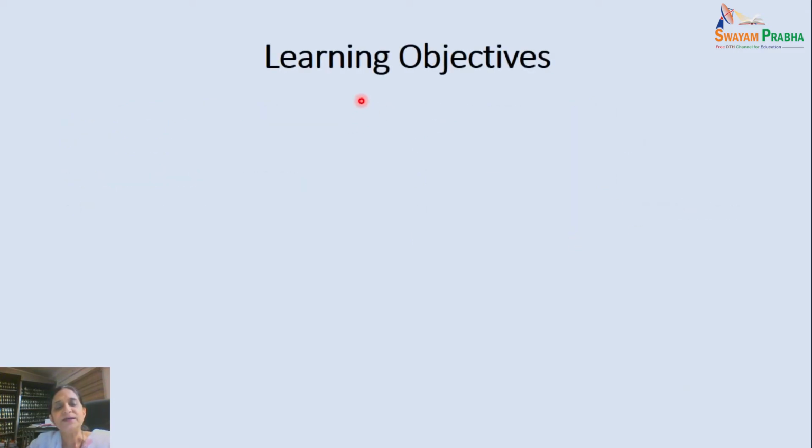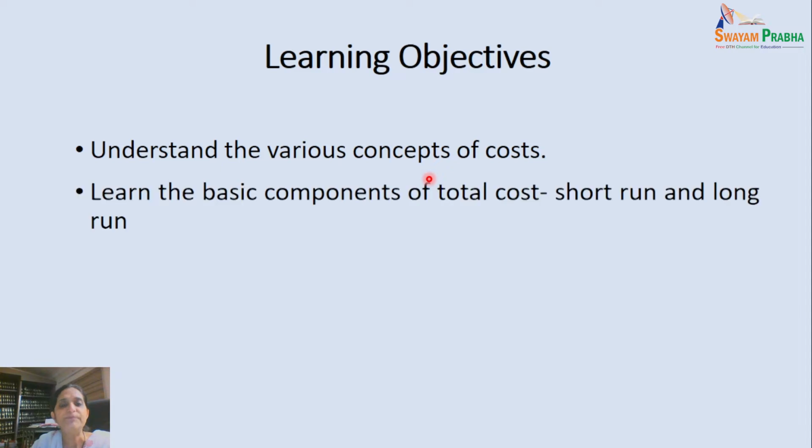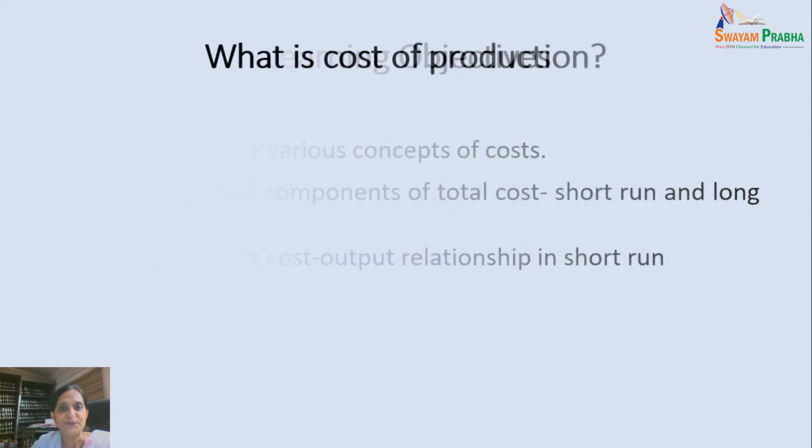Let us see, learners, what all we are going to discuss in this particular unit of cost analysis. And in this particular lecture, what are going to be our learning objectives? The first thing today we will understand is what are the various concepts of cost that we will be using. Then, what are the various basic components of the total cost, that is in short run as well as in long run. Thereafter, we will understand the cost-output relationship in short run. So let us go ahead with today's lecture.